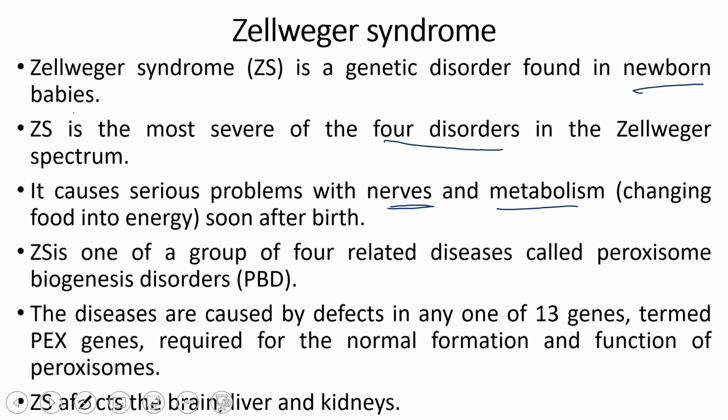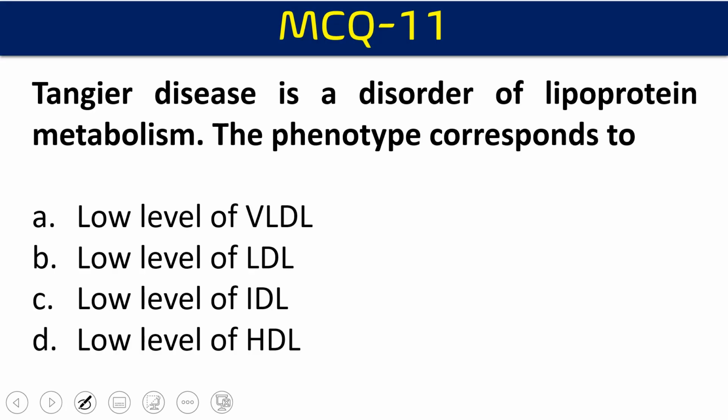Zellweger syndrome is one of the group of 4 related disorders called peroxisome biogenesis disorders, as I have just told you. These are a group of rare diseases involving enzyme activity in the peroxisome, so that's why it is called a peroxisome biogenesis disorder. These diseases are caused by a defect in any of the 13 genes termed PEX genes, required for the normal formation and function of peroxisomes. And ultimately Zellweger syndrome affects the brain, liver and kidney.